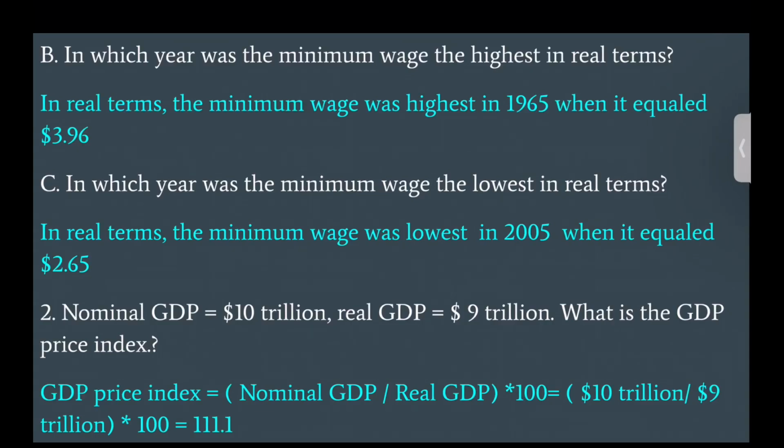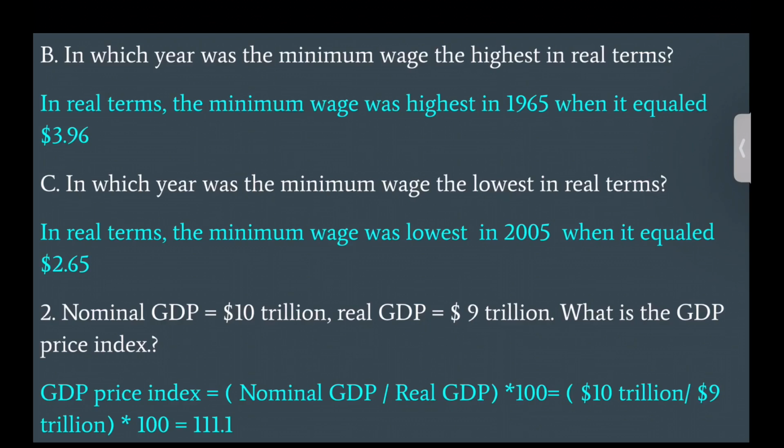In which year was the minimum wage the highest in real terms? In real terms, the minimum wage was highest in 1965 when it equaled $3.96. In which year was the minimum wage the lowest in real terms? In real terms, the minimum wage was lowest in 2005 when it equaled $2.65.